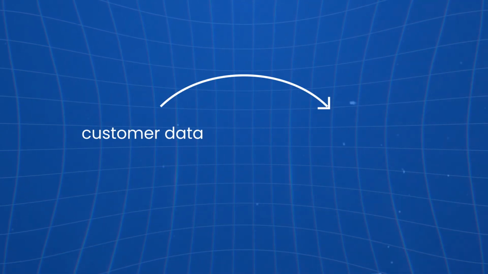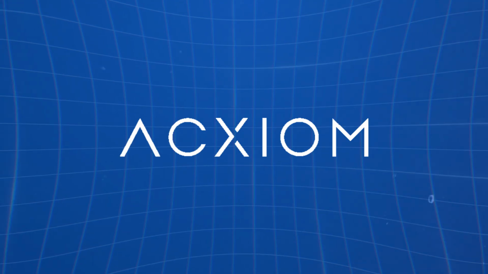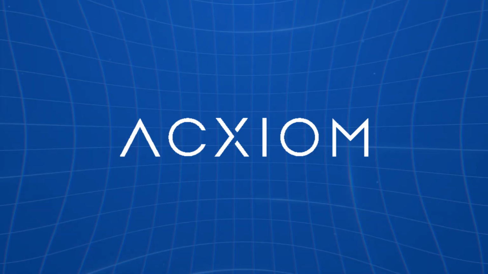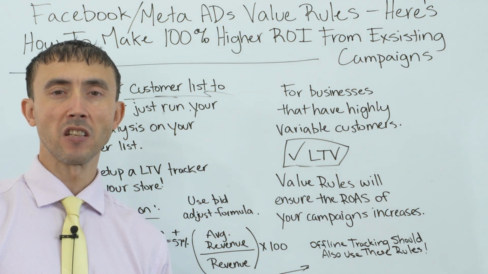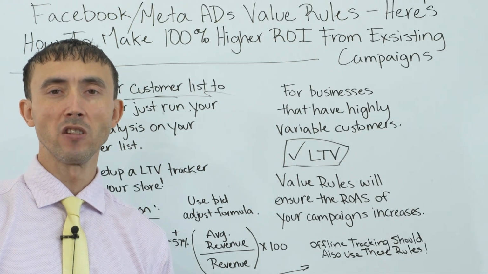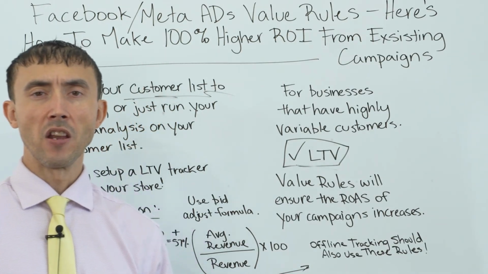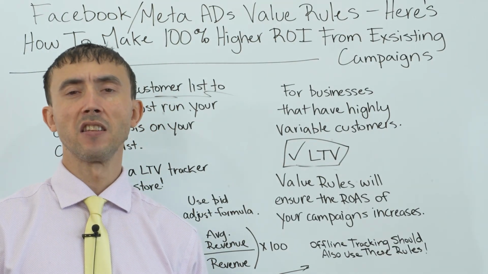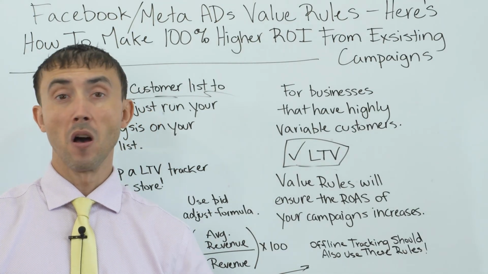Then you take it to a company or data broker like Acxiom, which will tell you, of the people that are on your customer list, what traits they have. Acxiom specifically is a company that I've worked with quite a bit. They actually track 40,000 individual user traits. They'll tell you a lot more than just how old somebody is on average that you deal with, or what their gender is, but a bunch of other things.